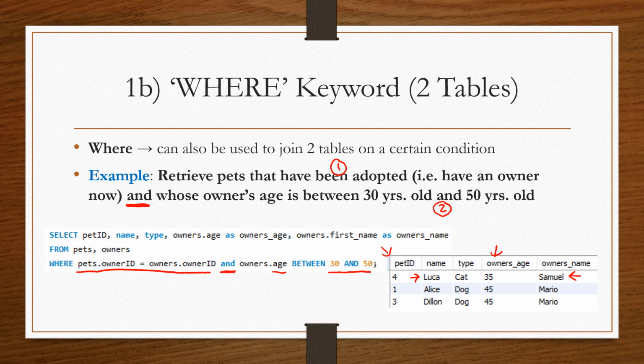And just to make a final point for the where keyword, we can have more than one AND. We can have multiple AND conditions as long as they make sense, in our where statement.